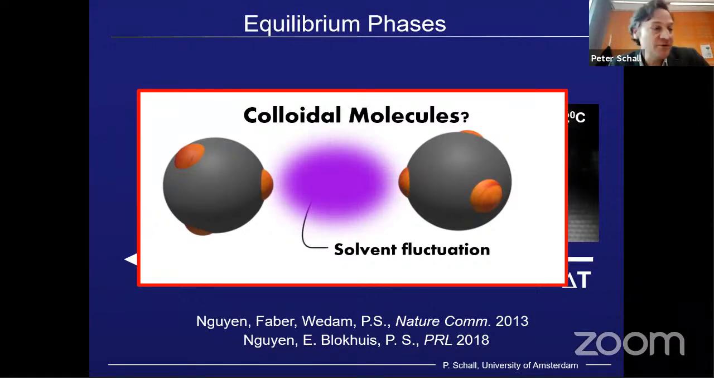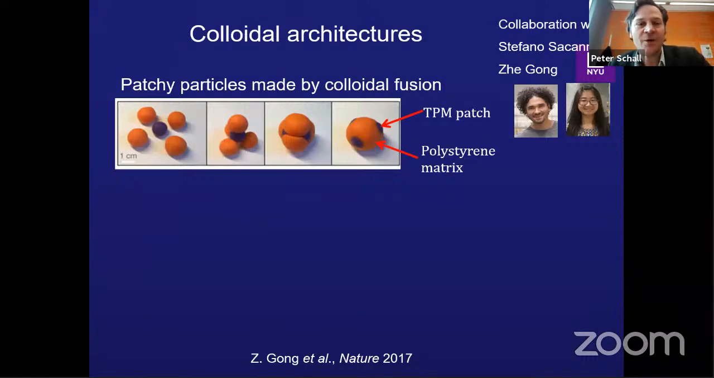And this is where we met people that are really masters in making these sophisticated particles. For example, at NYU in New York, they can make particles that have patches that are hydrophobic, and the matrix, the gray one, is hydrophilic. And we thought, maybe we can make a colloidal analog of a molecule with these colloids. The idea is almost like with a wave function: you can confine the solvent fluctuations between the patches, and that should lead to a very selective attractive force between the patches. Here is how, in a simple model system, they actually do it by colloidal fusion.